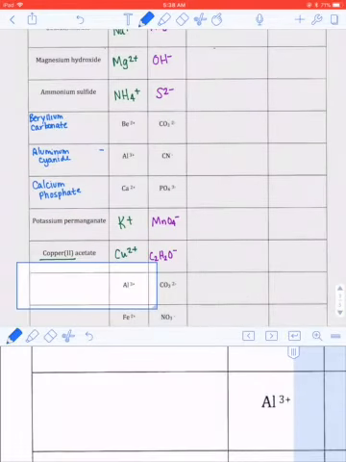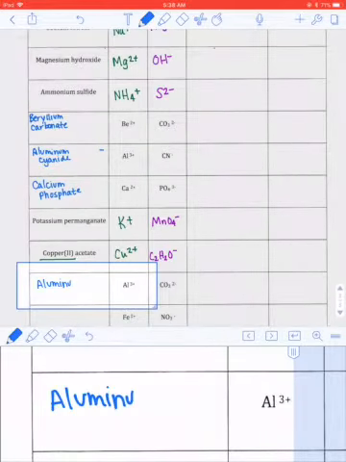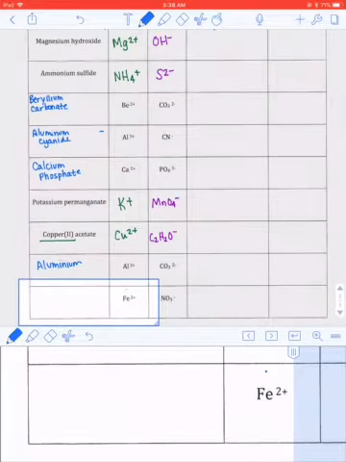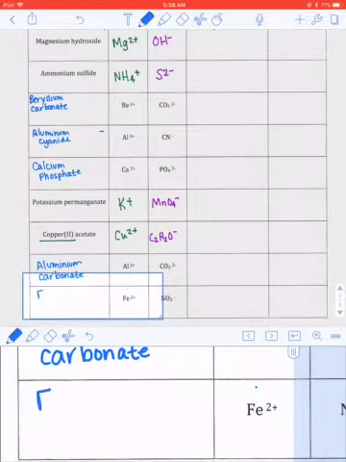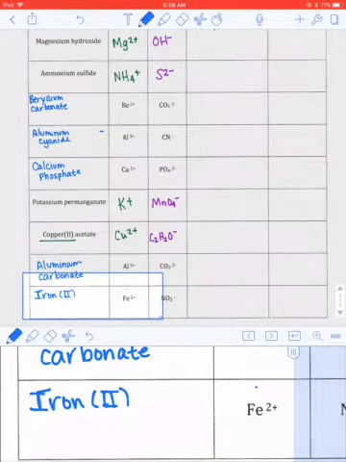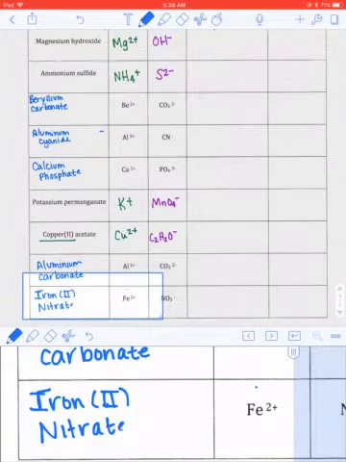And AlCl3, aluminum, let me spell this right, that's how they say it in Great Britain, aluminium, and then carbonate, and then we've got iron. I'm going to add a little Roman numeral 2, nitrate.